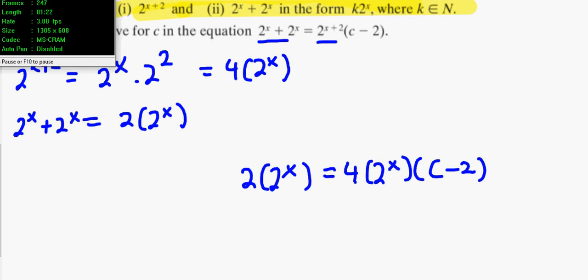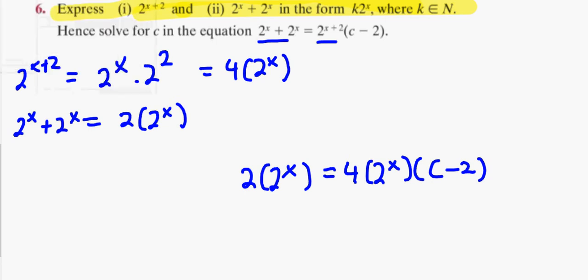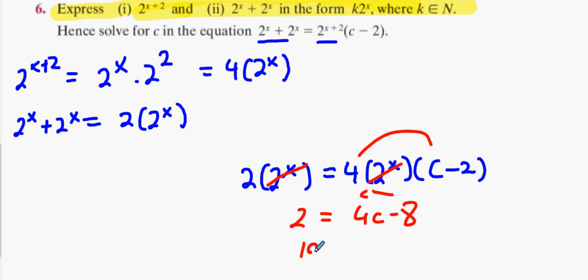When you look at both sides, what do they have in common? 2 to the power of x can cancel. And you basically get 2 equals 4c minus 8. Bring the 8 over the other side. 10 equals 4c. C equals 2.5. And you're done. Happy days. Anybody get that? Yeah, not so much. Right.